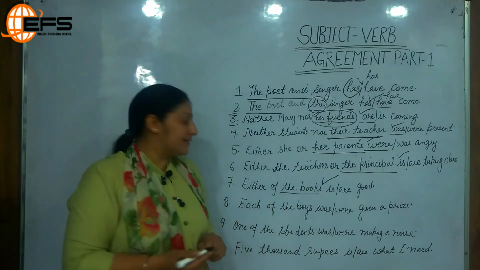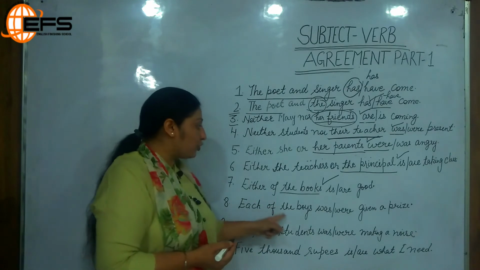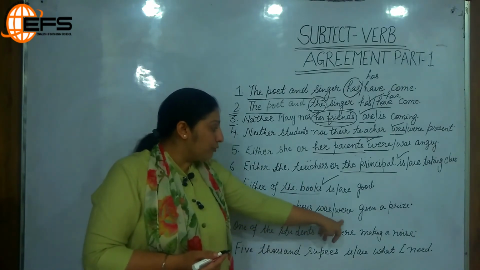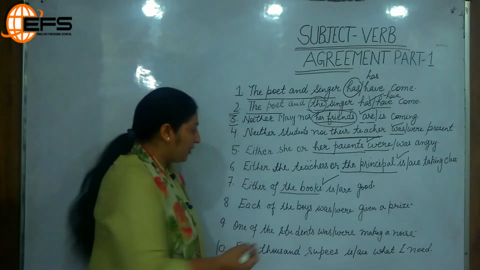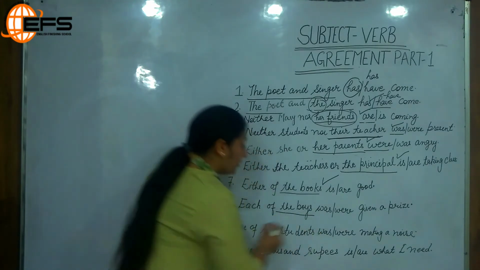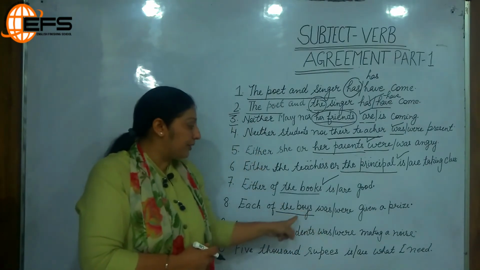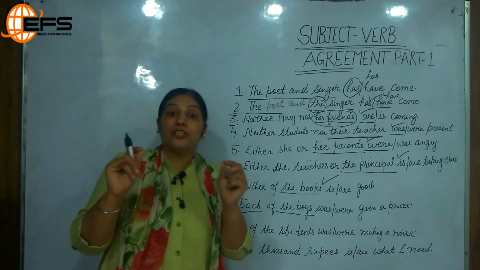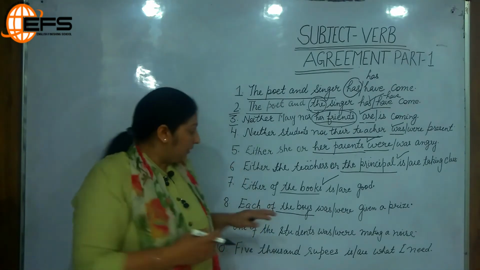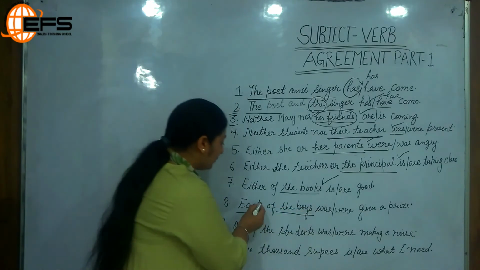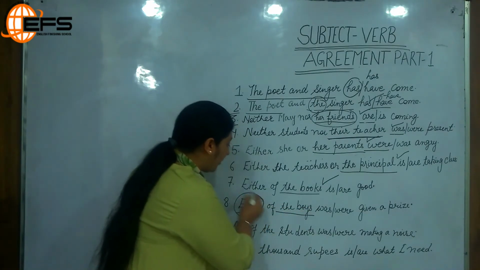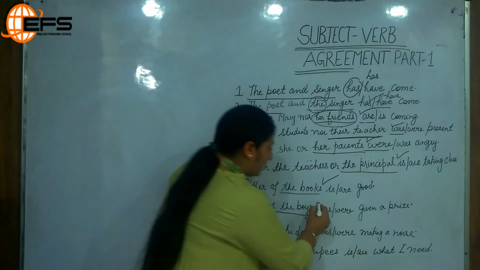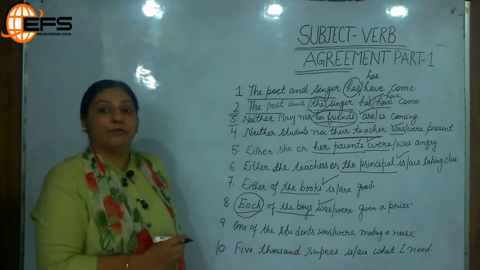Then look at example number 8. Each of the boys was or were given a prize. Now here we have the word the boys, but we will not choose the verb according to the boys because we are talking about each. Each means each single. Each of the boys. So we will use the verb according to this. Each of the boys. So we will choose was. That is a singular verb.